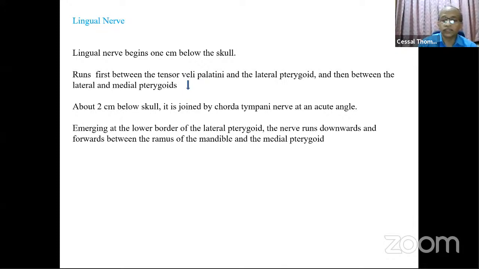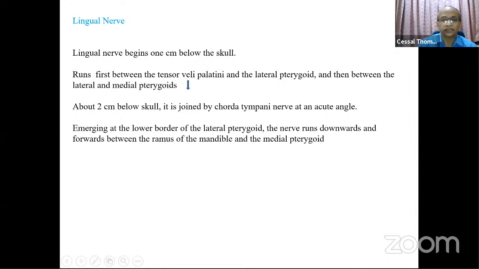You know the lingual nerve arises from the mandibular nerve. And the mandibular nerve, at the skull base, first lies between the tensor palatini muscle and the lateral pterygoid muscle. After that, it is seen between the lateral pterygoid and the medial pterygoid muscle. And lower down, it is seen between the medial pterygoid and the ramus of mandible.